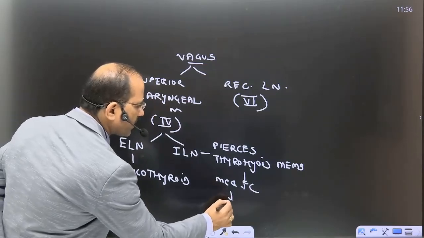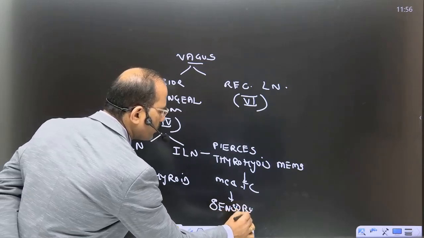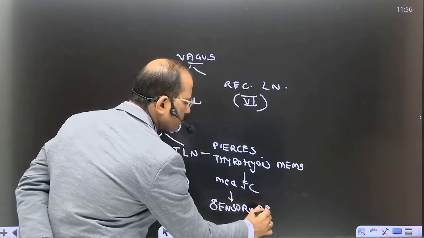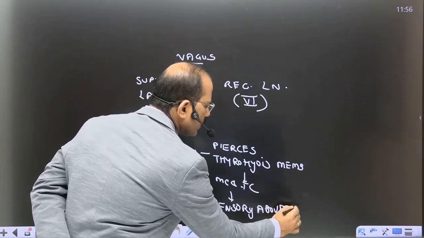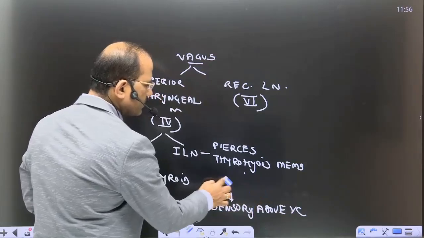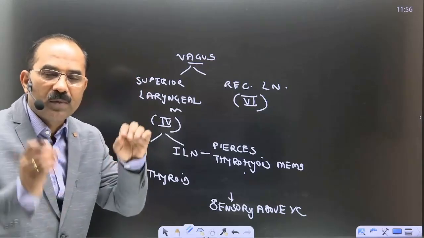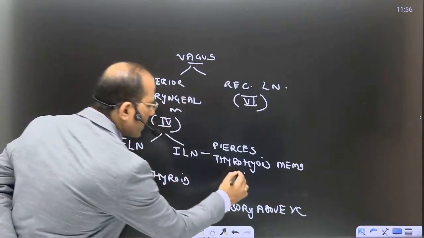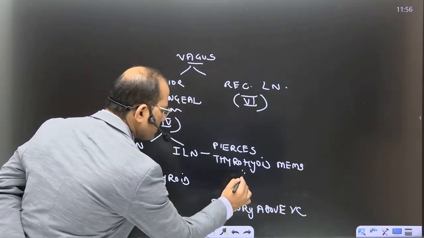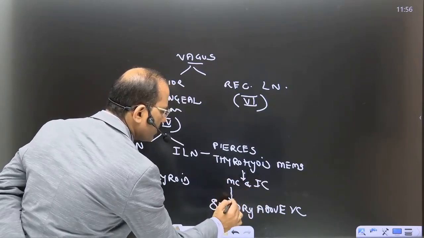And what does it supply? The sensory supply above the vocal cords. Sensory supply of the larynx above the vocal cords. Are you able to follow this, students? So the internal laryngeal nerve first pierces the thyrohyoid membrane, comes inside, then passes between what? The middle constrictor and the inferior constrictor, and then supplies.